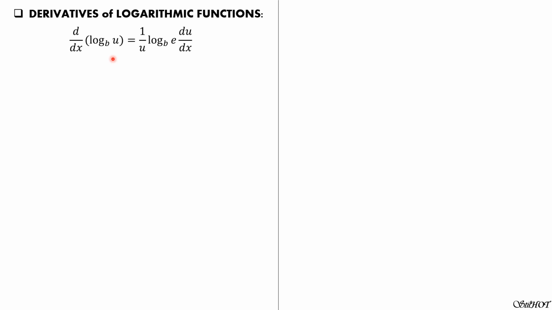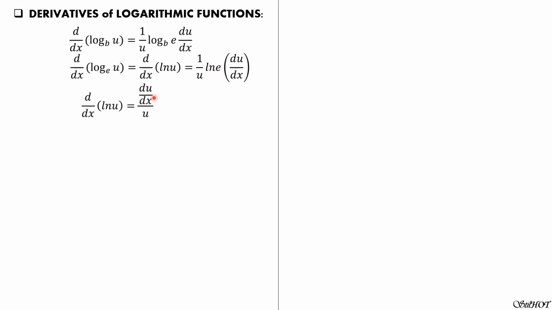Therefore, the derivative of log to the base e of u, or the derivative of ln of u, is 1 over u du/dx. So derivative of ln of u is 1 over u du/dx, or du/dx over u. Then we have derivatives of exponential functions. So we use the results of the derivative of logarithms to derive the derivative of exponential functions.